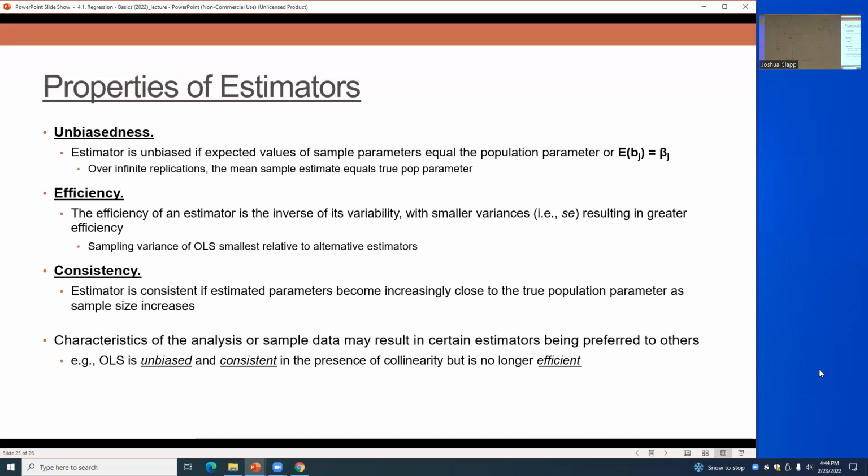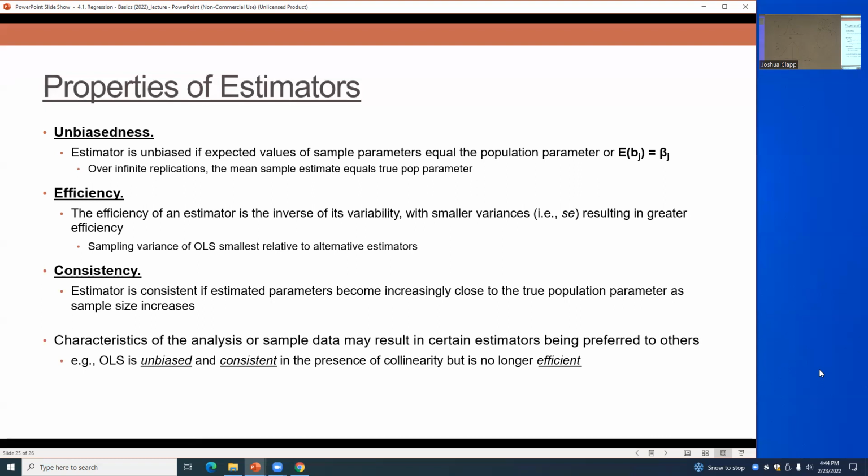Ordinary least squares is unbiased and consistent in the presence of collinearity, but it's no longer efficient. If I have huge collinearity in my data, the average value of my parameter over an infinite number of samples is still going to be equal to the population value. It's going to be consistent as my sample gets increasingly large.